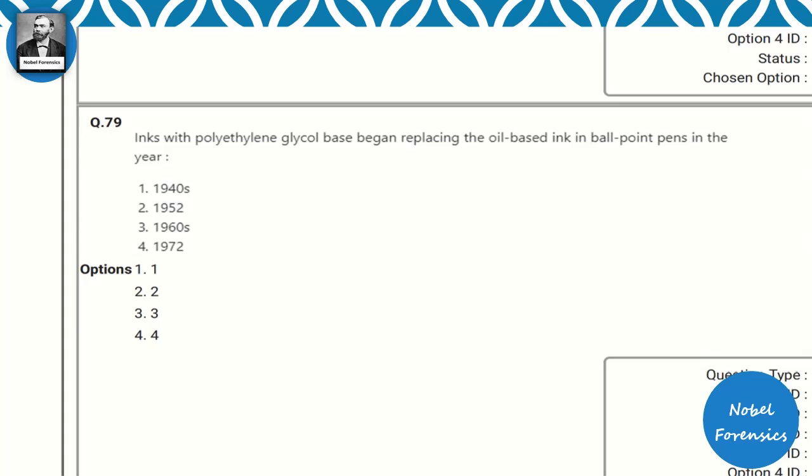79. Inks with a polyethylene glycol base began replacing the oil-based ink in ballpoint pens in the year 1952. Option 2 is correct.